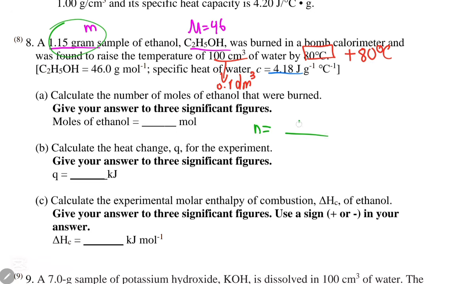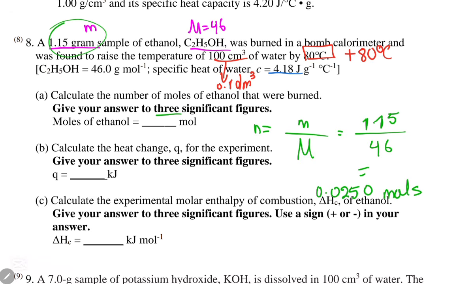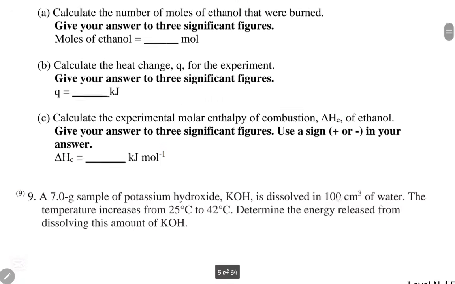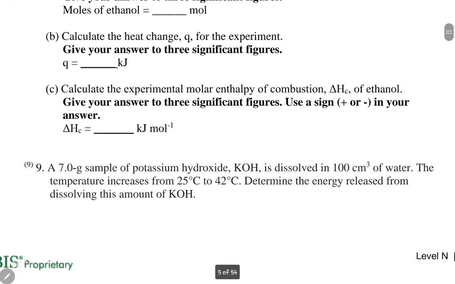Number of moles is mass over molar mass, right? So what's the mass in this case? It's 1.15. What is the molar mass? It's 46. So you put it on the calculator, you will get 0.025 mole, but they wanted 3 significant figures, so 0.0250 moles. We'll move on to part B. What does it say? Calculate the heat change Q for the experiment.